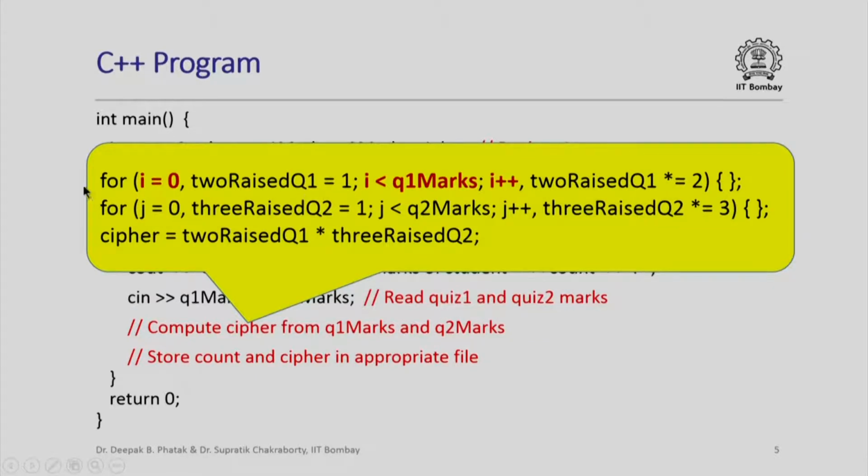So in fact the entire job within this loop is done within this part of the loop, the 3 different parts of the for loop. The actual body of the for loop is completely empty. By a similar logic, this loop calculates 3 raised to q2, and then we multiply them together to get the cipher.